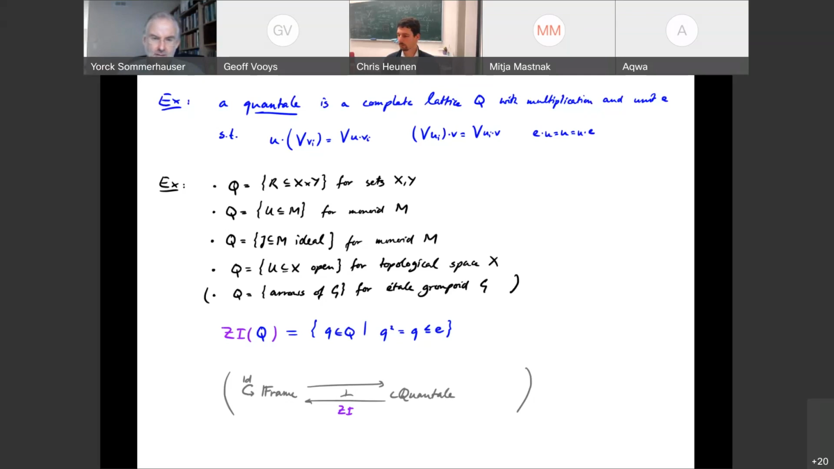Sorry, Chris, I stopped for a second. Yes? What is a frame again? I'm going to define it properly in the next lecture. That's why I put things between brackets. I don't want to spend too much time on it now. Okay. You can think about it as the lattice of open sets of a topological space, if you like. Or you can think about it as a quantale where the multiplication is commutative and it has one or two other properties. So in a sense, you can think about quantales as sort of non-commutative topological spaces, and frames are like the commutative ones.